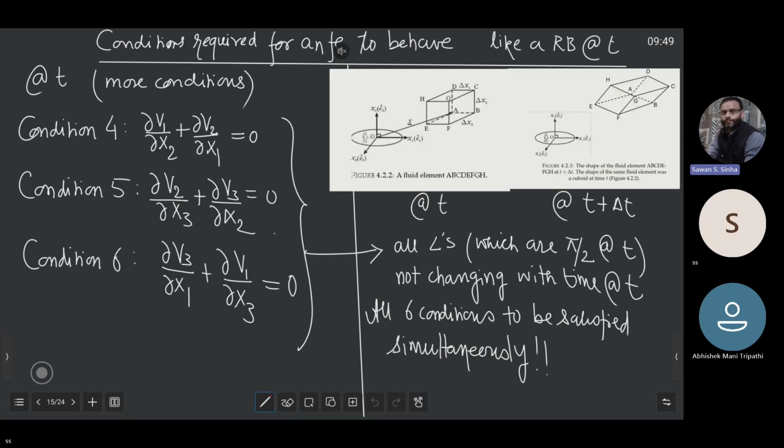Condition number 4, this should be 0. I have not written the full sentence. I have written a common sentence here. Individually, if these are 0, then what it means is all angles which were perpendicular, which were pi by 2 at time t, all edge angles, are not changing with time at delta t. These 3 should be followed. So in total, there are 6 conditions to be simultaneously satisfied for a fluid element to instantaneously behave like a rigid body.